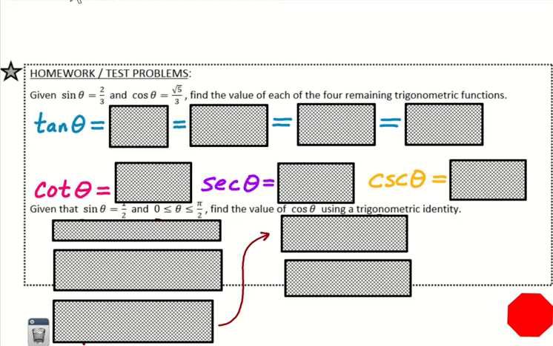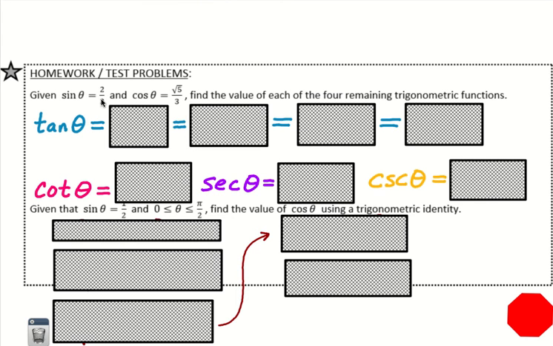Oh, and we find ourselves at the end of the notes here. The final example problem, or two. Last couple examples. The first one says, given the sine of theta is 2/3, and the cosine of theta is root 5 over 3, find the value of each of the four remaining. Well, the four remaining would be tangent, cotangent, secant, and cosecant.